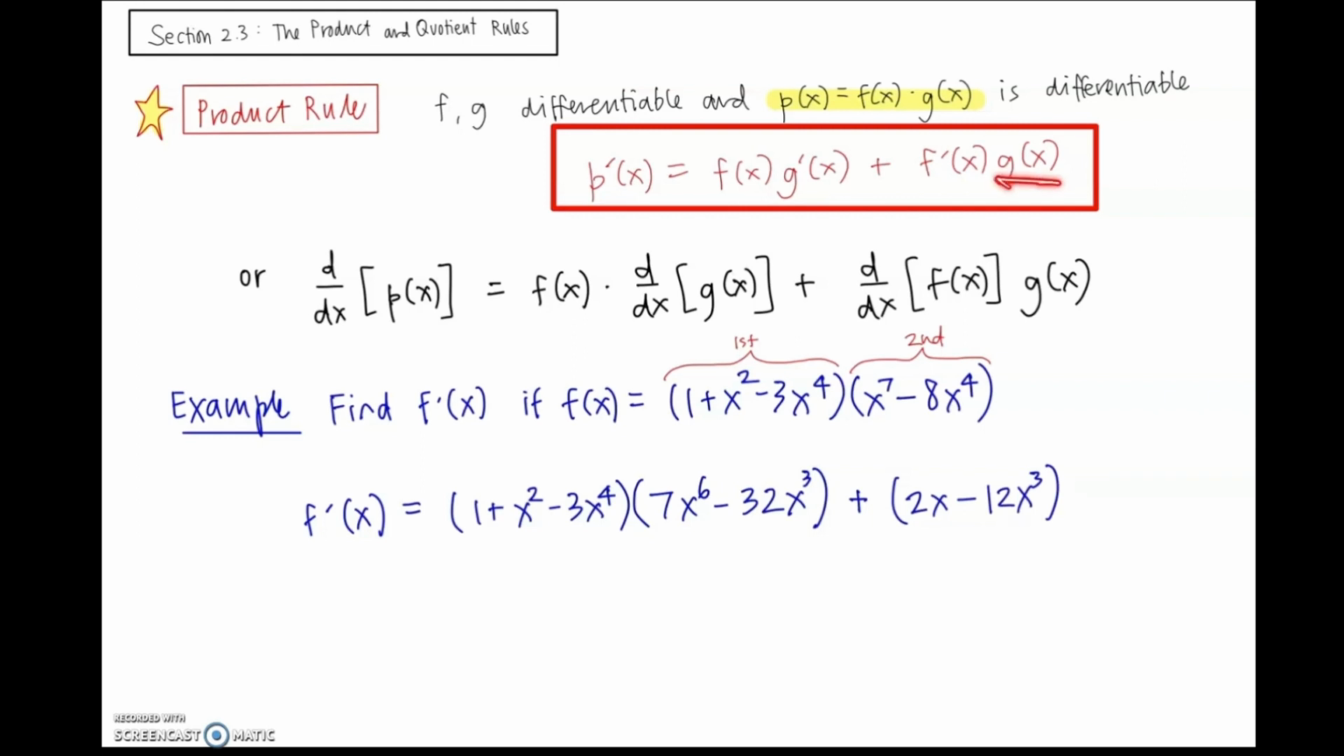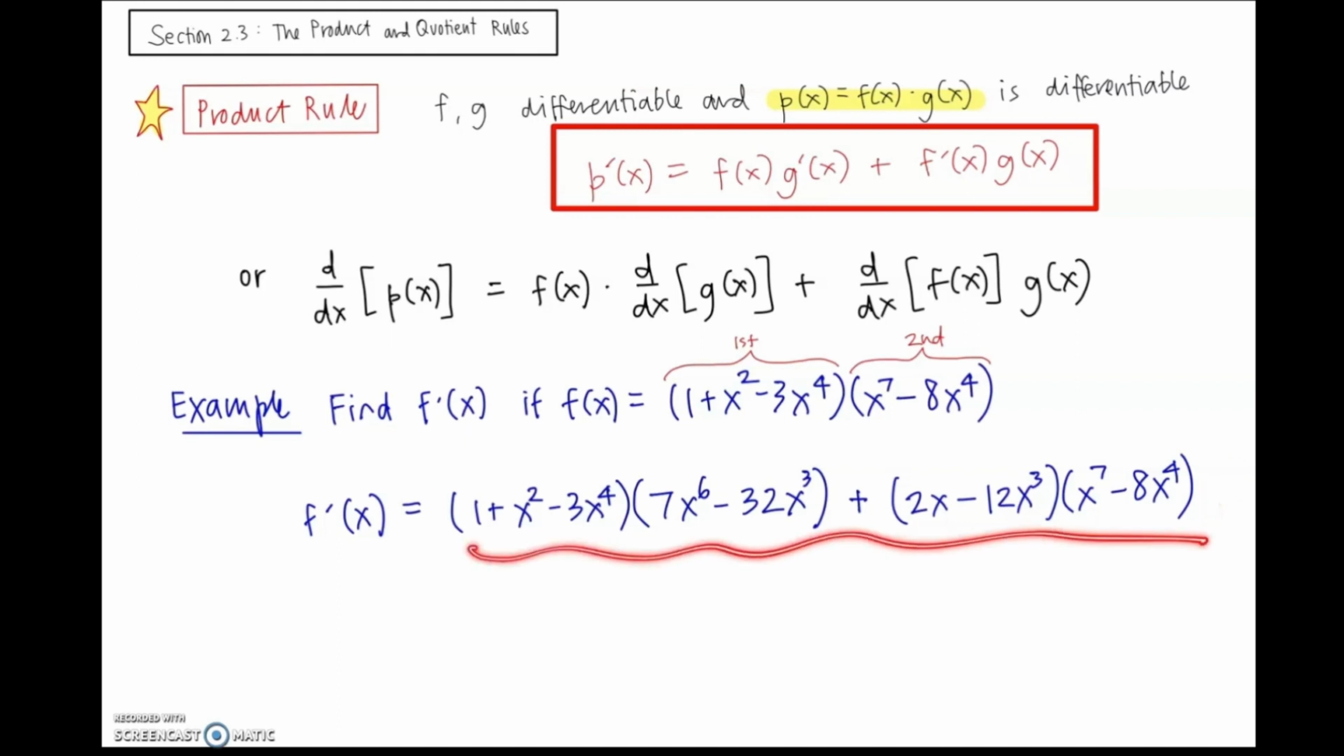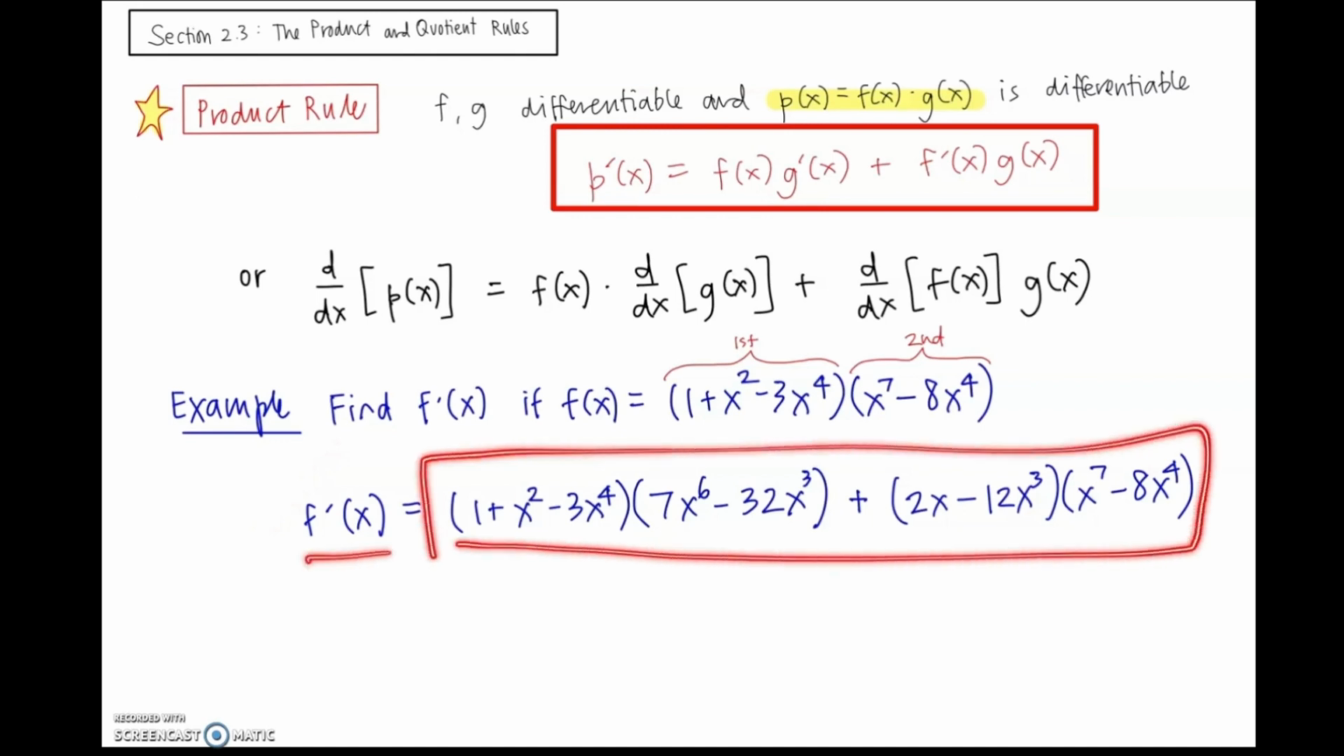And the last little piece is just the regular second part of the product, so just this regular. And that's x to the seventh minus 8x to the fourth. And we're actually going to leave it just like that. We could simplify all of this, multiply it out, and combine any like terms, but for right now this is good enough. We've found the derivative, and it's all of this.